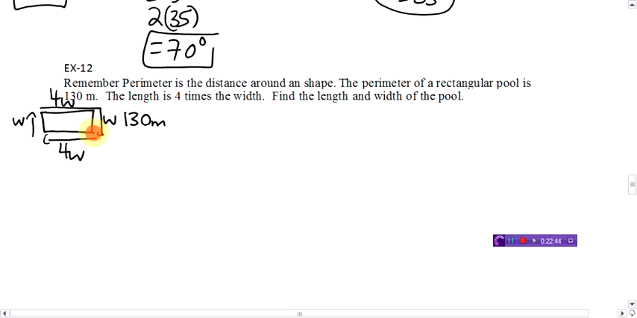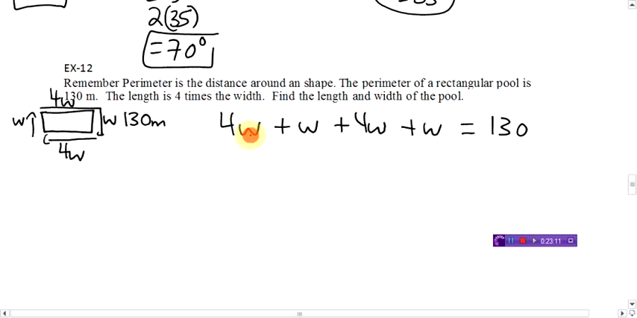This side plus this side plus this side plus this side is the perimeter, and we are told in the question the perimeter is 130 meters. So here's how we set it up. This plus this plus this plus this equals 130. 4W plus W plus 4W plus W, adding up all the sides, equals 130.